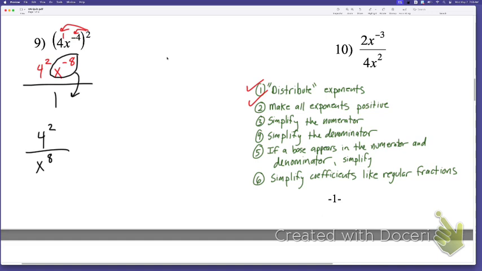And then, okay, simplify the numerator. Yes. 4 to the second, we can rewrite that as 16. Simplify the denominator, nothing to do there, nothing to do anywhere else. Final answer.